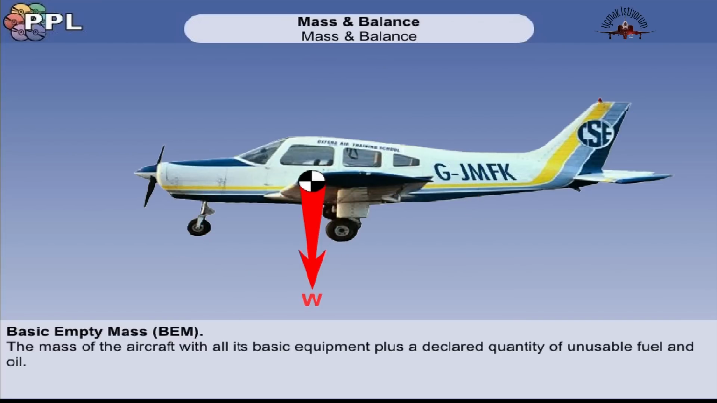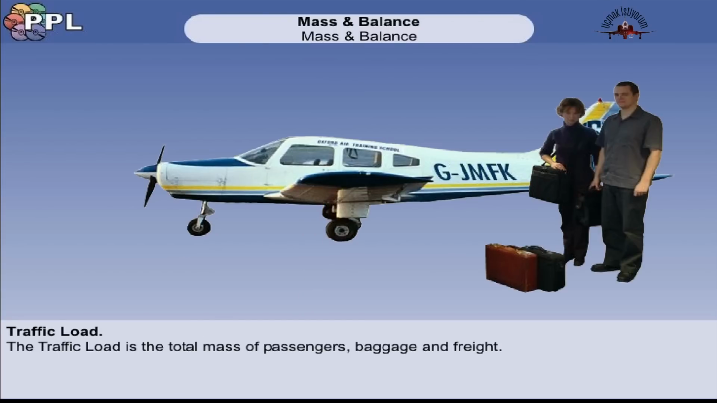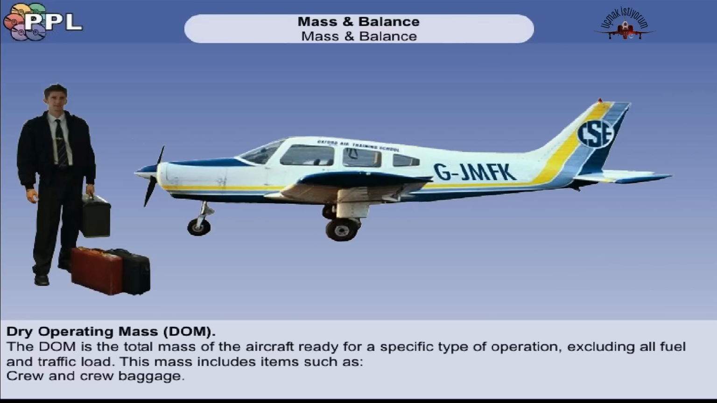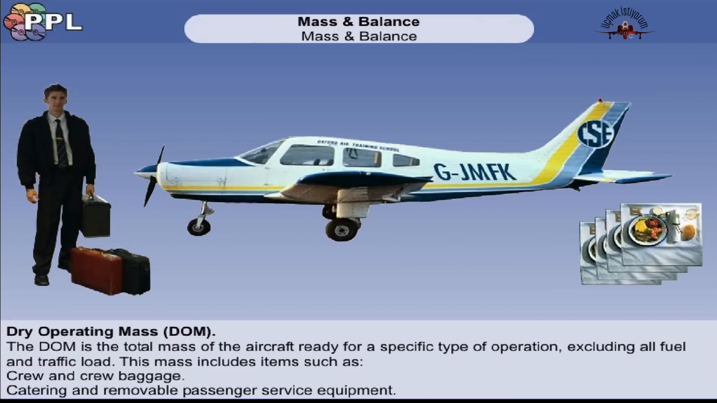The basic empty mass is the mass of the aircraft with all its basic equipment plus a declared quantity of unusable fuel and oil. The traffic load is the total mass of passengers, baggage, and freight. The dry operating mass is the total mass of the aircraft ready for a specific type of operation, excluding all fuel and traffic load. This mass includes items such as crew and crew baggage, catering, and removable passenger service equipment.